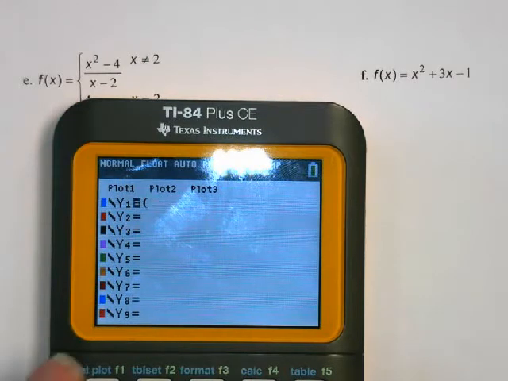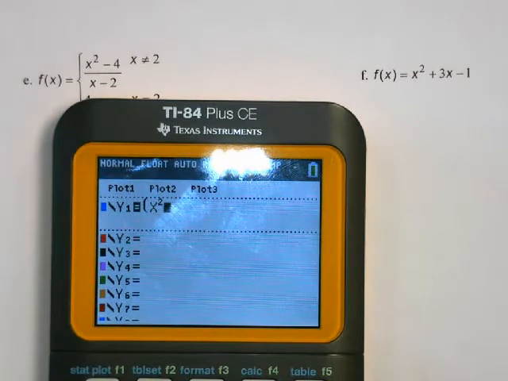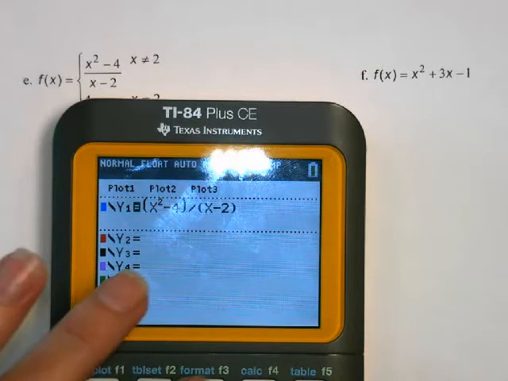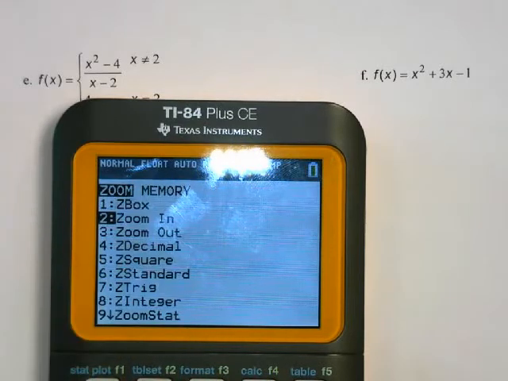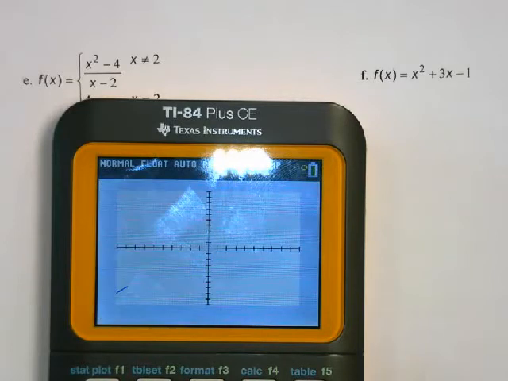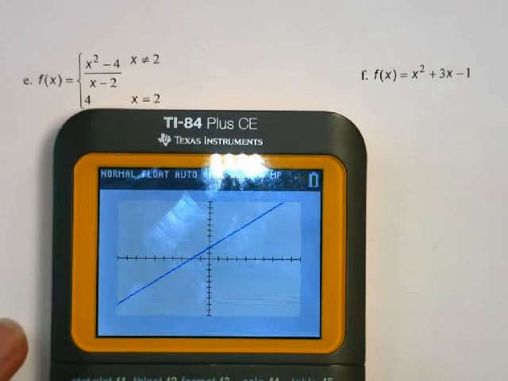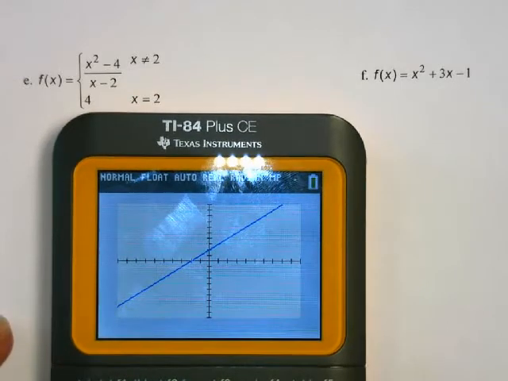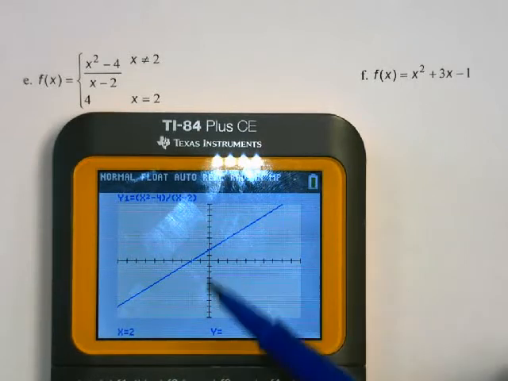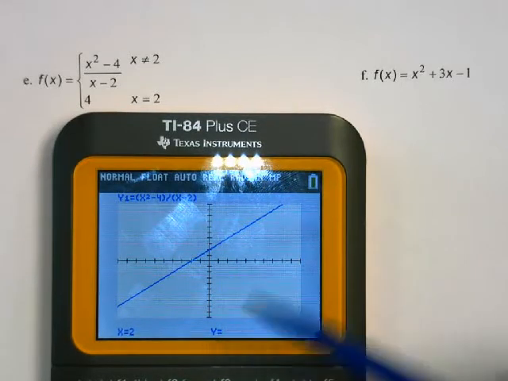So we're going to graph that equation. I'm just going to do open parentheses x squared minus 4 over x minus 2. I'm just going to do a zoom standard. And it may be surprising, but this graph looks like a line. Well, we're interested in 2, so I'm going to trace to 2. Now when I trace, we see it's undefined there.